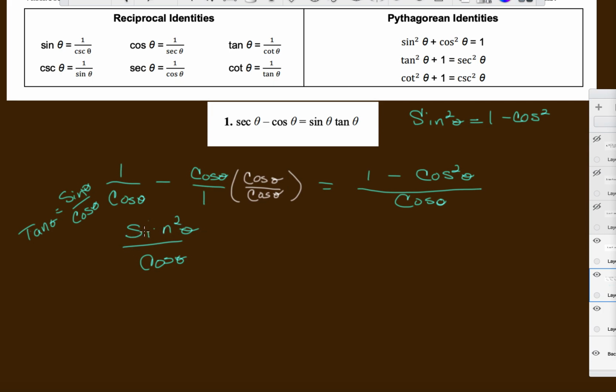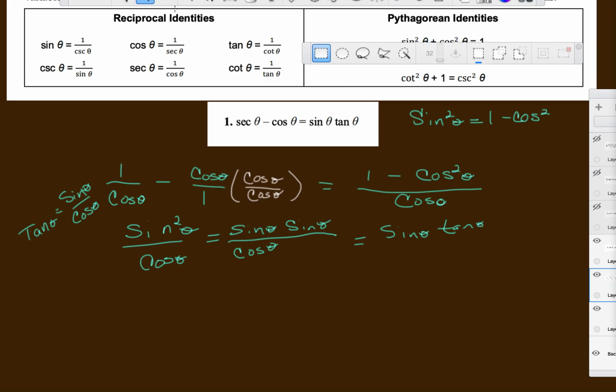And so I can break this up. It's sine squared, sine times sine is sine squared, over cosine theta. And look, I have tangent here, I have sine here, and look, it equals the same thing. So it does equal sine times tangent. And so I'm going to get rid of this, and I'll get rid of this.